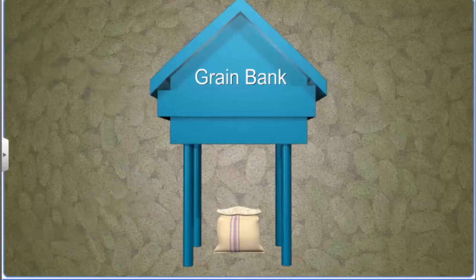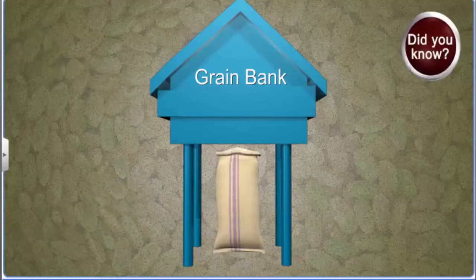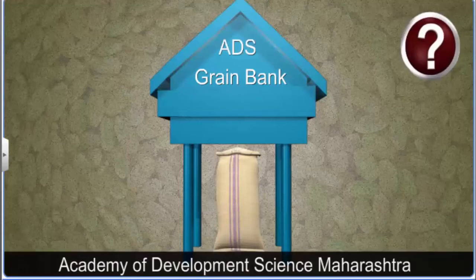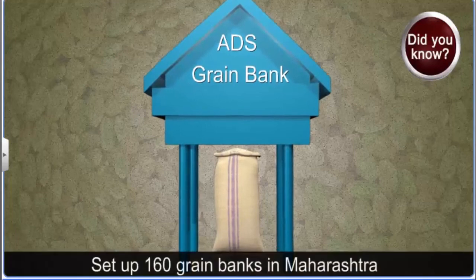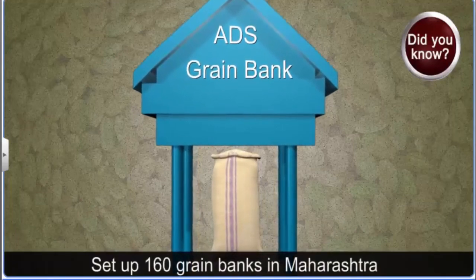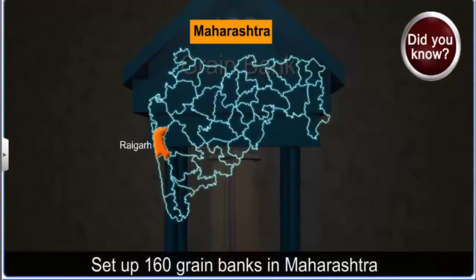Did you know? The Academy of Development Science in Maharashtra started the Grain Bank program in 4 tribal areas in 1987. By 2004, the Academy had set up over 160 grain banks in villages in the Raigad and Thane districts of Maharashtra.